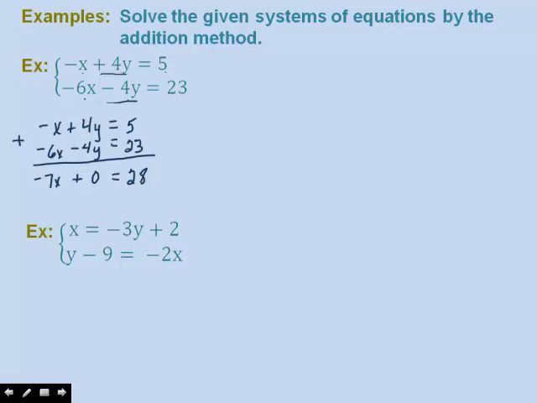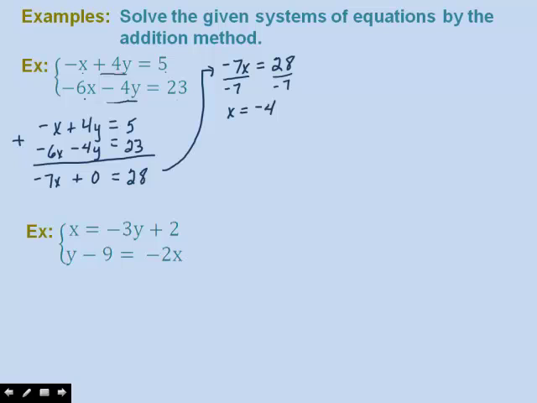Now once we've done that, we should have eliminated one of the variables. So we're going to take this equation and let's rewrite it so that it just looks like negative 7x equals 28. We can easily solve this one for x by dividing by negative 7 on both sides. That's going to give us x is equal to negative 4.